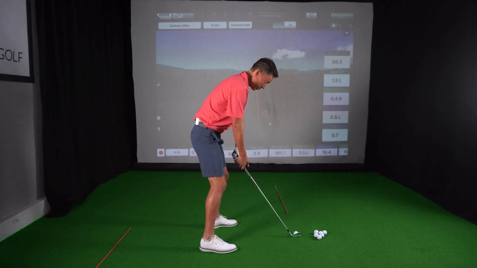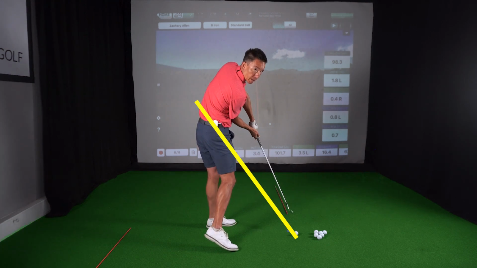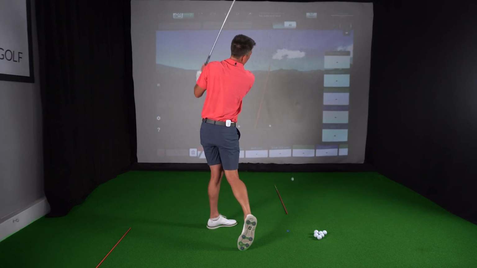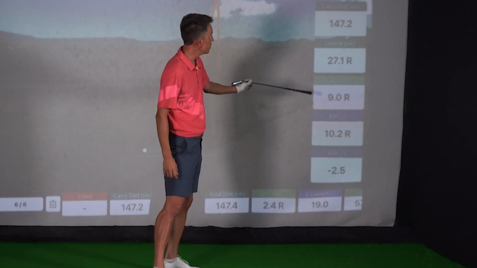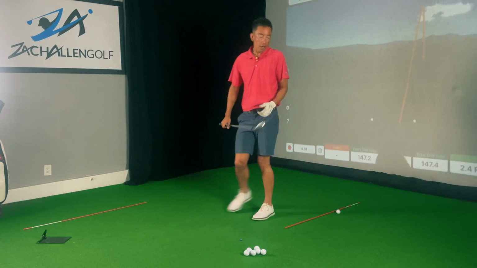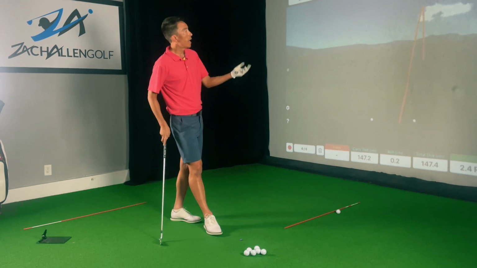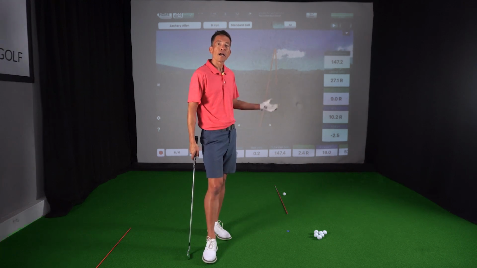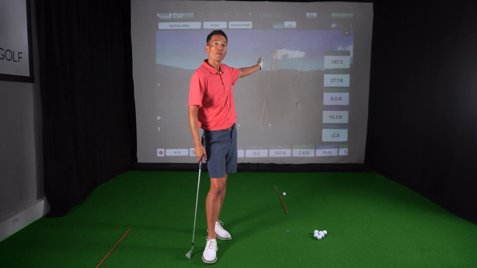Okay, so let me give you some examples here. I'm going to come down below plane, and I'm going to leave the face open. So I would see that on video, but I'm also going to see it on my FlightScope here. My club path was 9 degrees right, and my club face was 10 degrees right. So I hit a block to the right. It went 147 yards with a 7-iron, and it went 27 yards right. Okay, so that's going to be the relationship if you're hitting blocks to the right. You're going to have a path right and a face right, and that's going to produce this straight ball that goes off to the right.